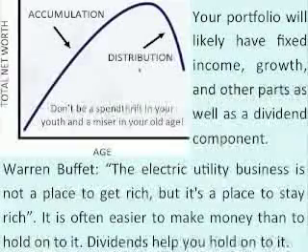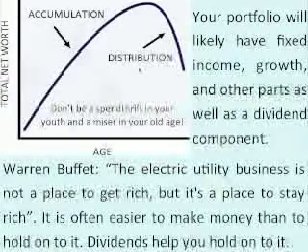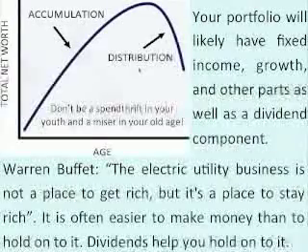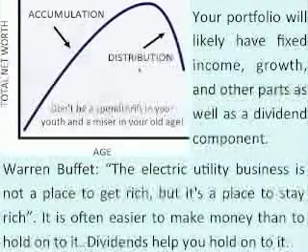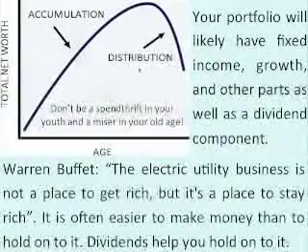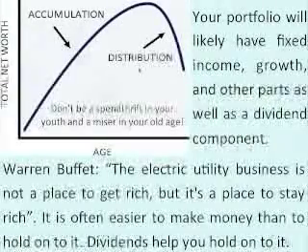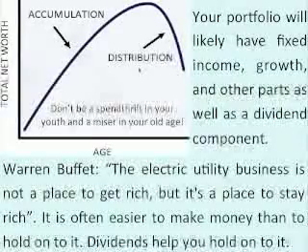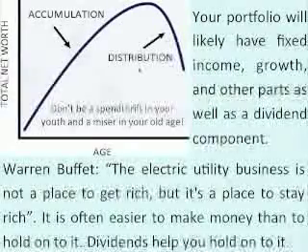You see this graph here. Accumulation phase, you're kind of putting money in and investing and reinvesting those dividends. In the distribution phase, you're taking those out. This is not going to be the only part of your investment portfolio. You're going to have fixed income, growth, other parts as well.